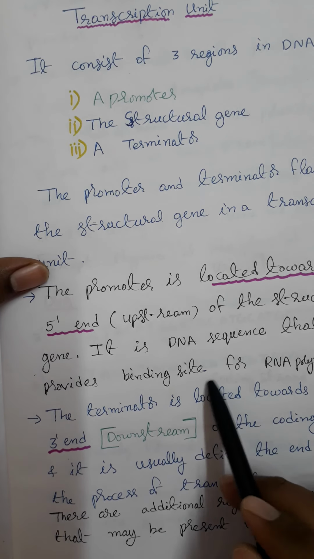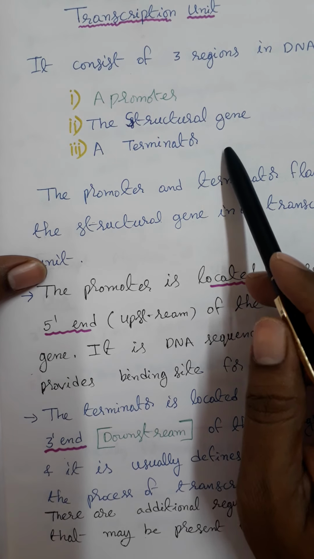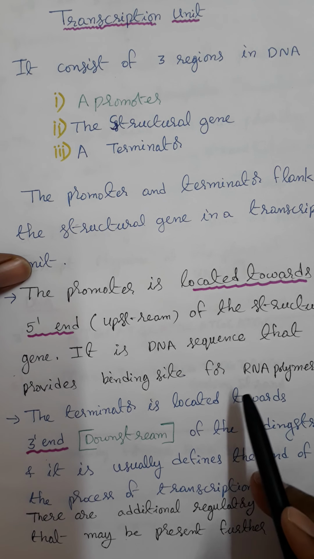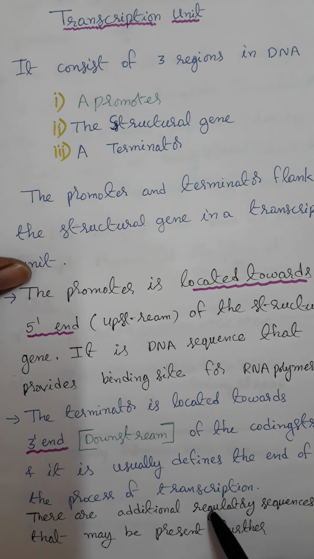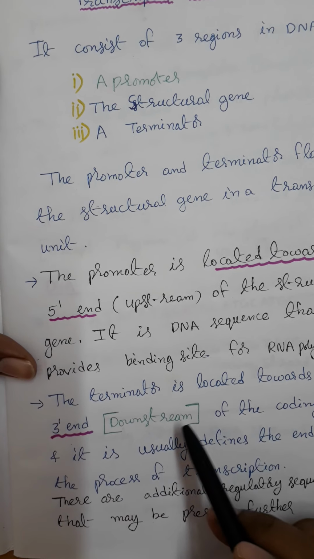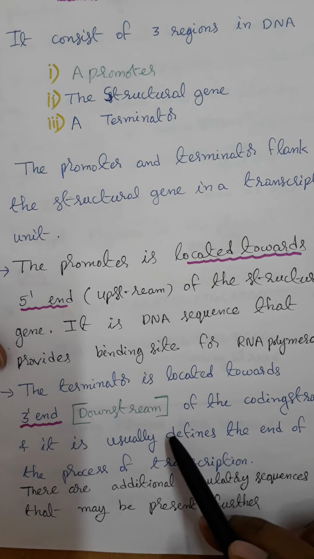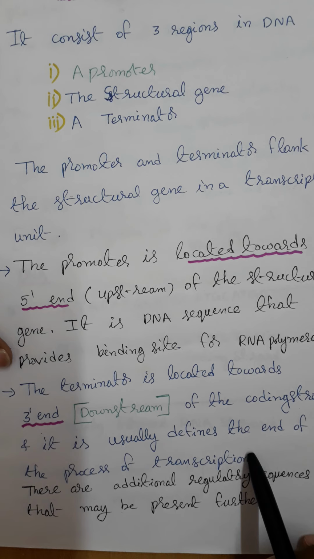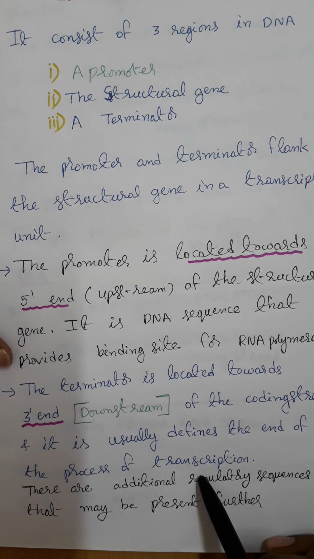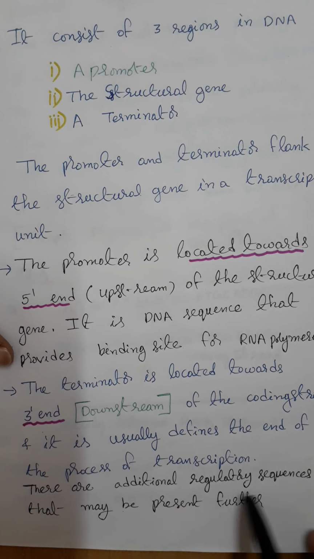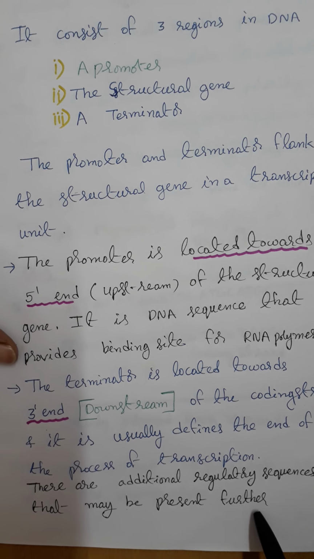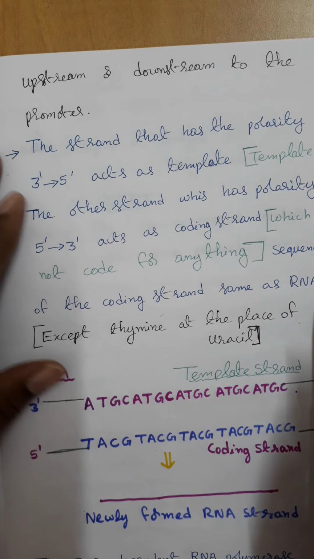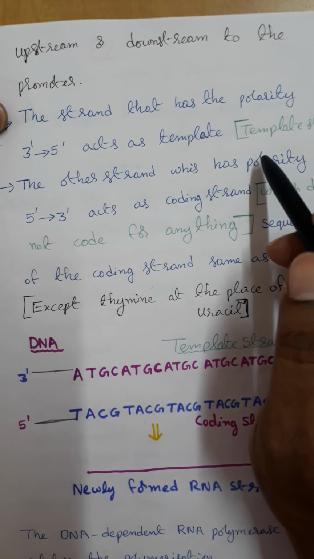Which of the following transcription unit regions provides the binding site for RNA polymerase? The promoter region, not the structural gene or terminator. Where is the terminator located? The terminator is located towards the 3' end of the coding strand. It usually defines the end of the process of transcription. There are additional regulatory sequences that may be present further upstream or downstream of the promoter region.